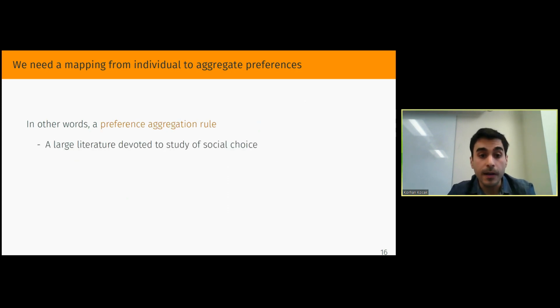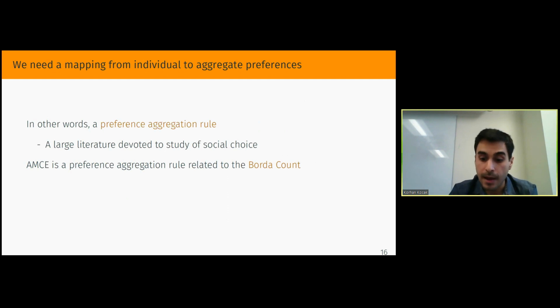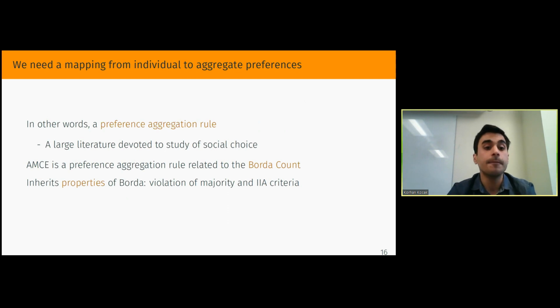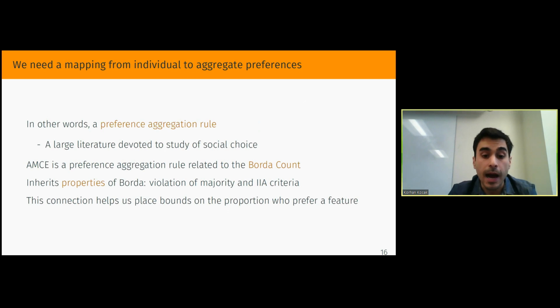Luckily for us, there is a very large literature devoted to the study of social choice that we can tap into when we need to, and extract what's useful for us, which is what we did. We found that the AMCE is a preference aggregation rule that's related to the Borda count, a very well-known social choice rule in social choice theory circles. What this connection gives us is that the AMCE inherits some of the well-known properties of the Borda rule, specifically the violation of the majority and IIA criteria. Furthermore, I will exploit this connection to place bounds on the proportion of people who prefer a feature as a function of the AMCE estimate.